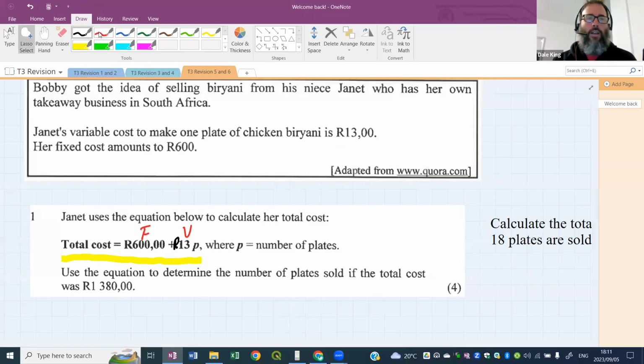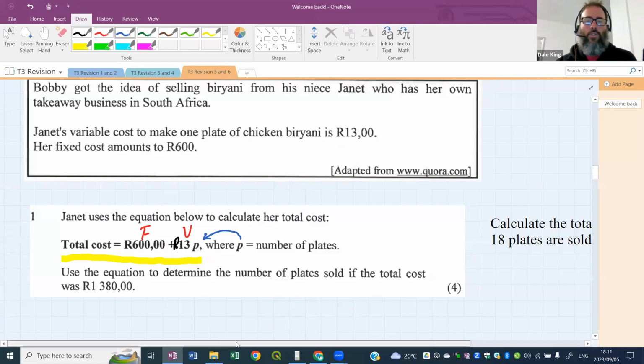Now, they also say something about P, which is the number of plates of biryani, and that goes there. So P for plates of biryani is there. This total cost also depends on how much biryani you make. So that's the equation that we're going to use to work out total cost.